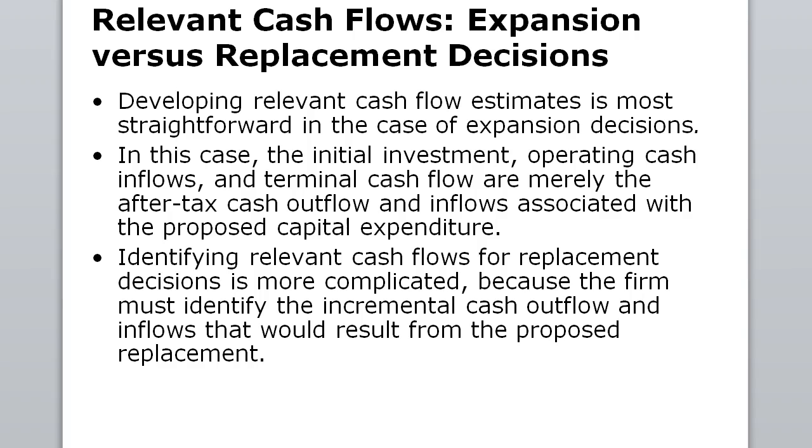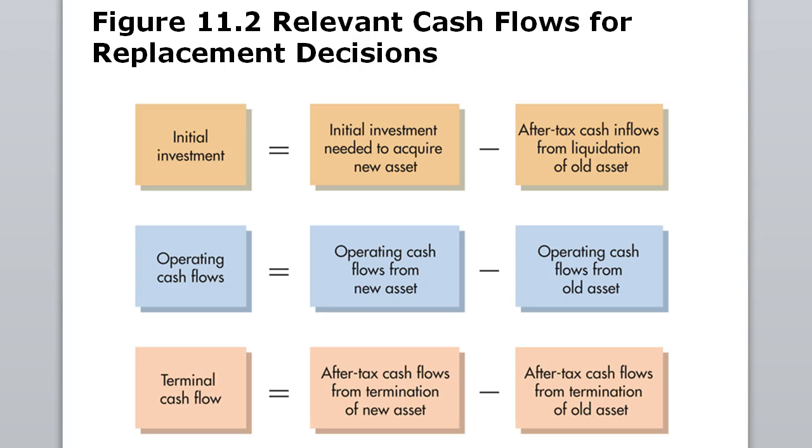For replacement decisions, it can be more complicated because the firm must identify the incremental cash outflows and inflows that result from the replacement of the equipment. That usually means forecasting and estimates, which can sometimes make the capital budgeting process less accurate. Here's a little bit easier way to think of it. So, the three relevant cash flows.